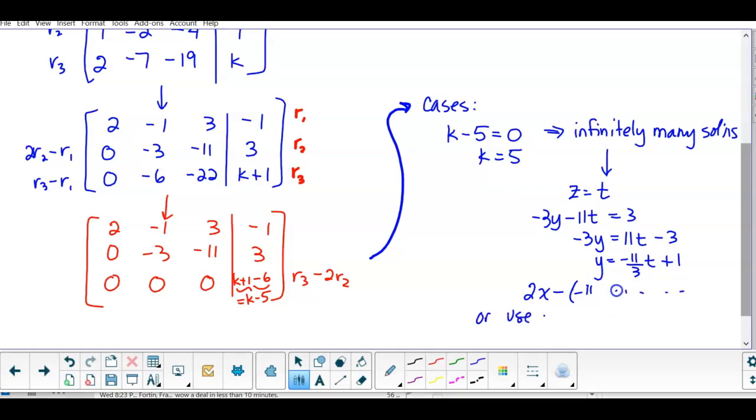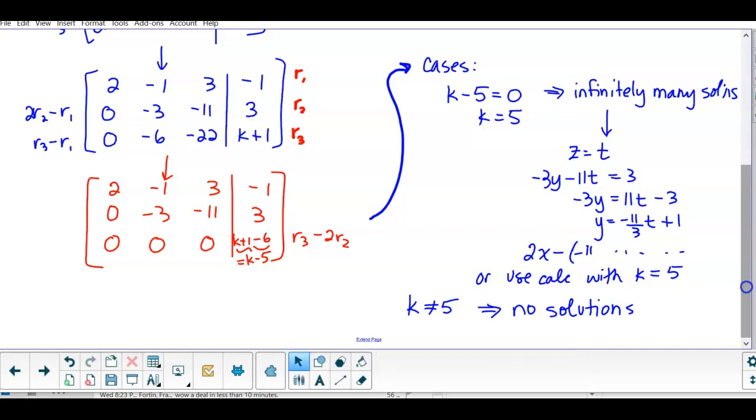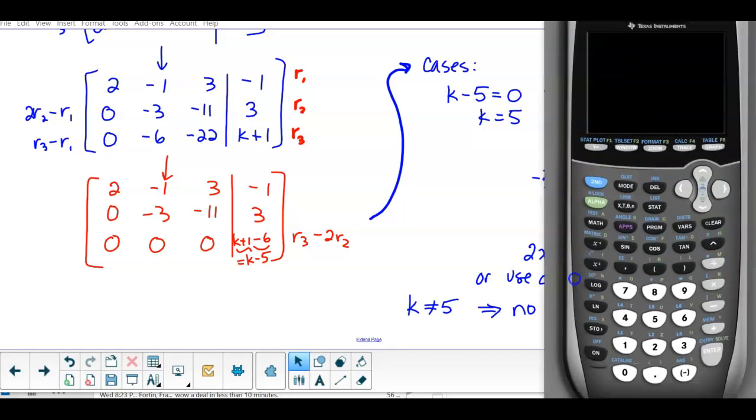Or use it with K equals 5. Okay. Now, if K is not 5, what happens? No solutions. If there was a number here, it would be different, right? So if K is not equal to 5, there's no solutions. If K is 5, so now let's get our calculator out.